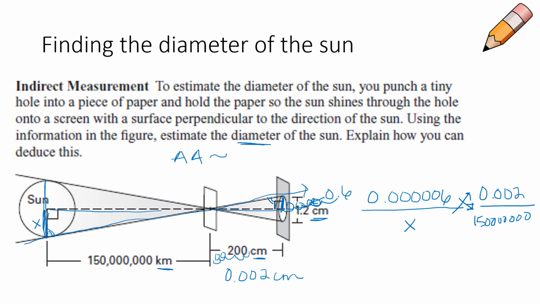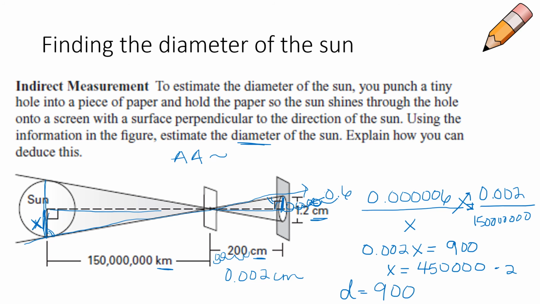Again, we want to cross multiply, so I get 0.002x equals, when you take that big number and you multiply it by 0.000006, you get back the number 900. And then when you divide by 0.002, you get back 450,000. Okay, remember this is just that radius of the sun. So if I wanted to find the diameter of the sun, I would have to multiply this number by 2. So when I multiply that number by 2, we get 900,000 kilometers.